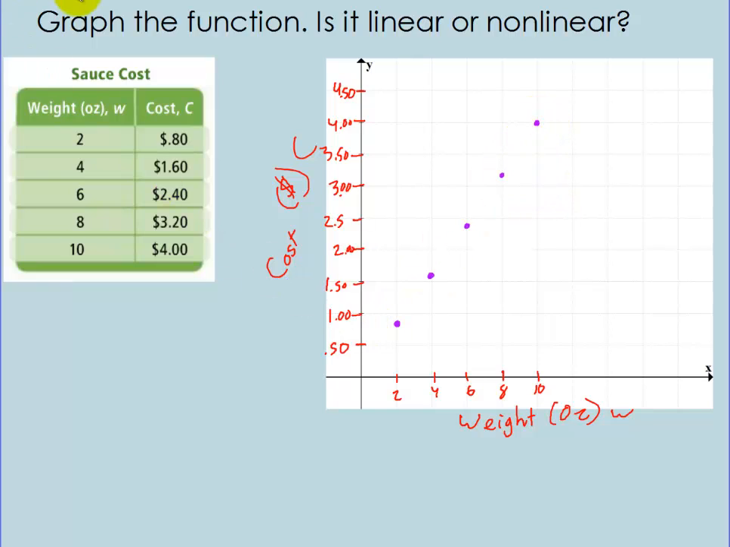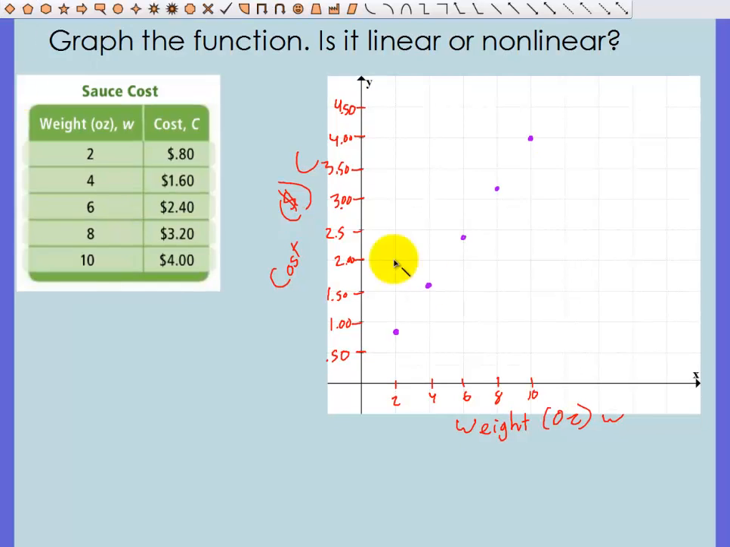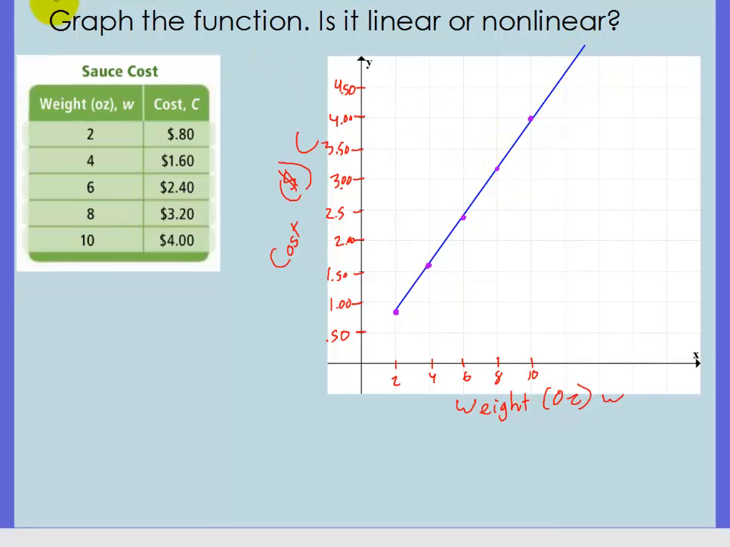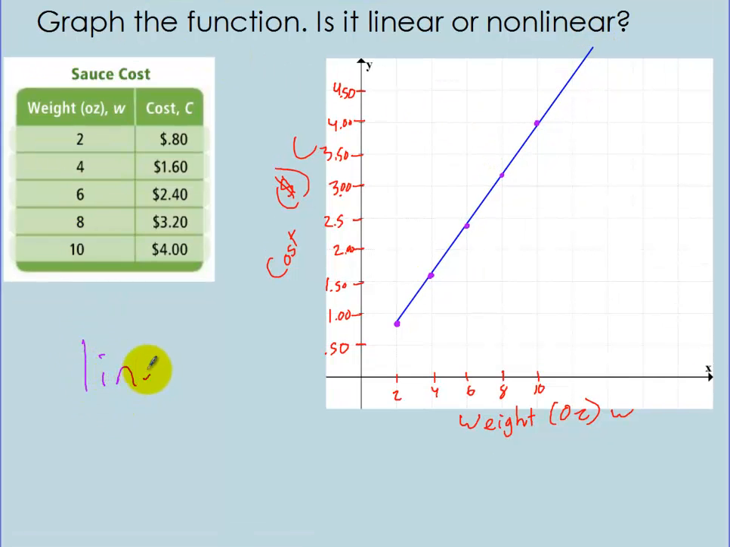So the question is, do these form a line? Well, if I graph these and draw a line, look at that. That is a pretty good fit. And you know what? That is definitely linear.